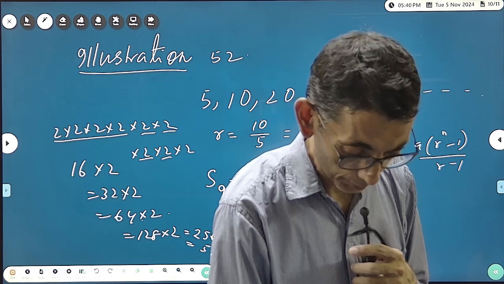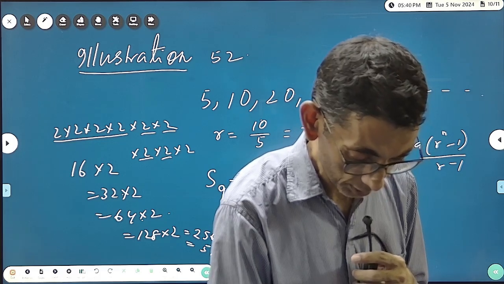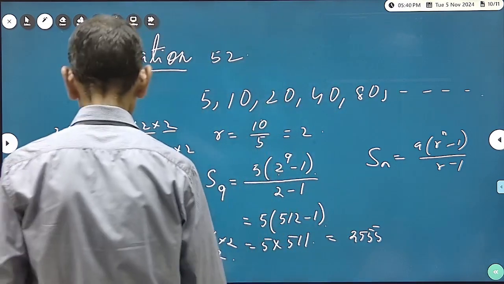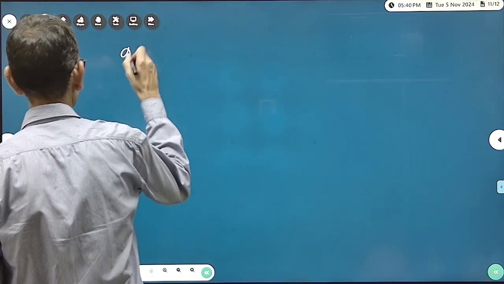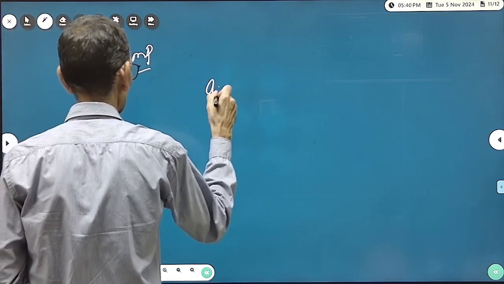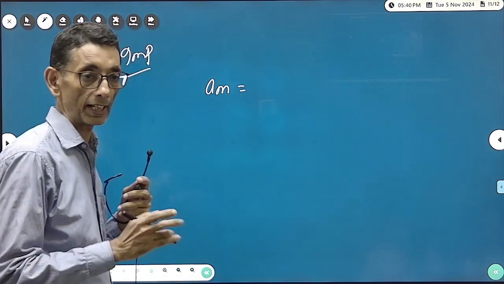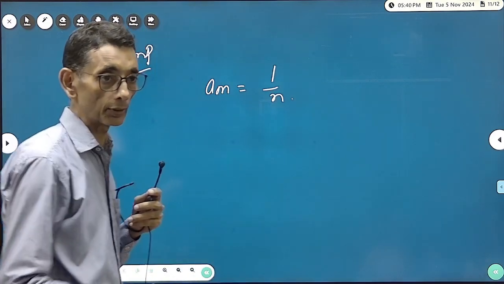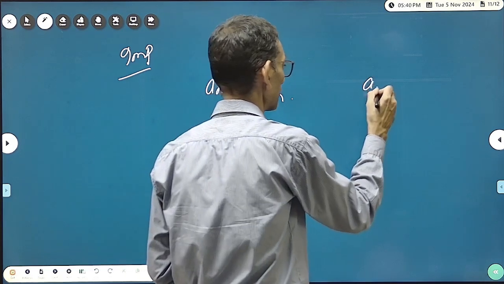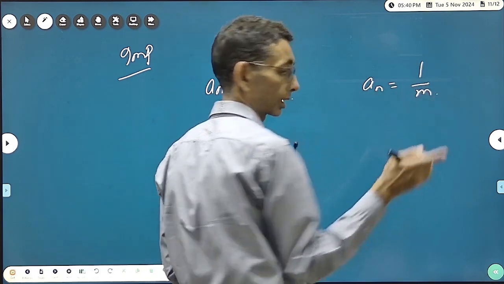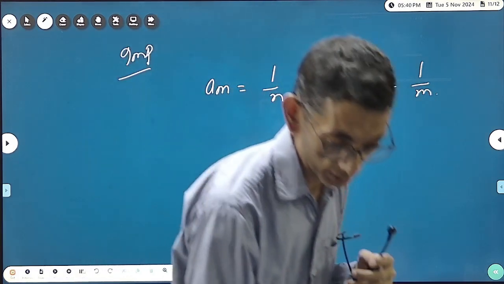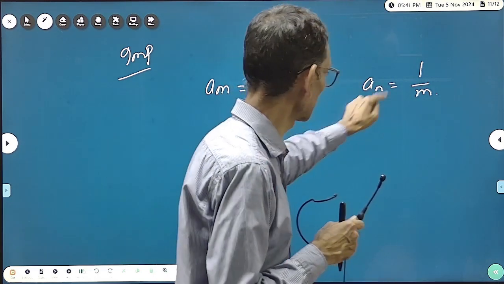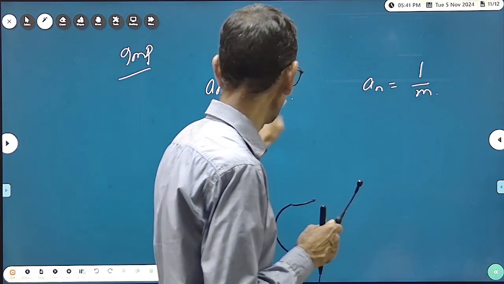So look, if the mth term of an AP is 1 by n and the nth term is 1 by m. These are very important questions. Follow the question: the mth term is 1 by n, and the nth term is 1 by m.